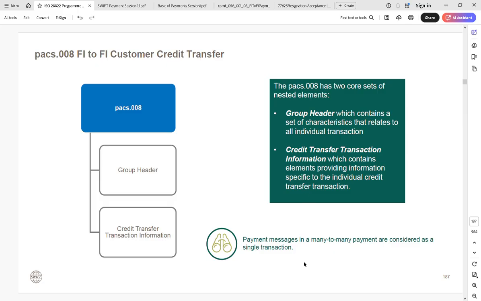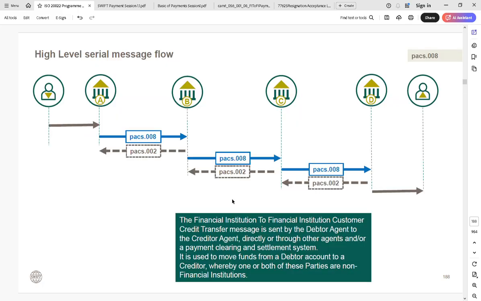How does this look in actual production messages? This is an example of a PACS.008 message. It looks like this. Can you see it here? It contains the FI to FI credit transfer information. There is a group header, and below it is your FI to FI credit transfer. This is your group header on the top. So simple, right? Now we are going to see one by one how it looks.